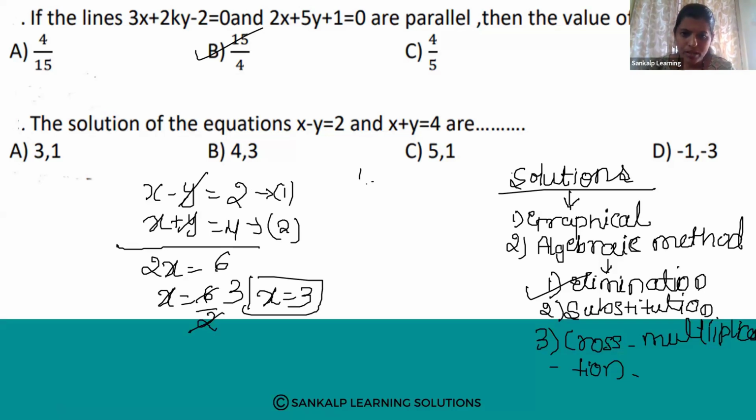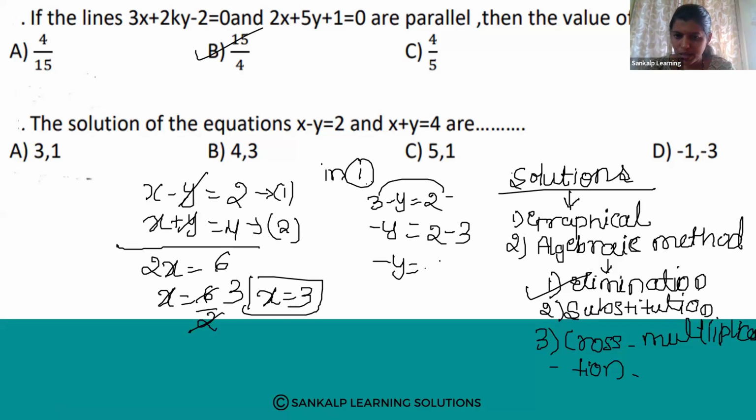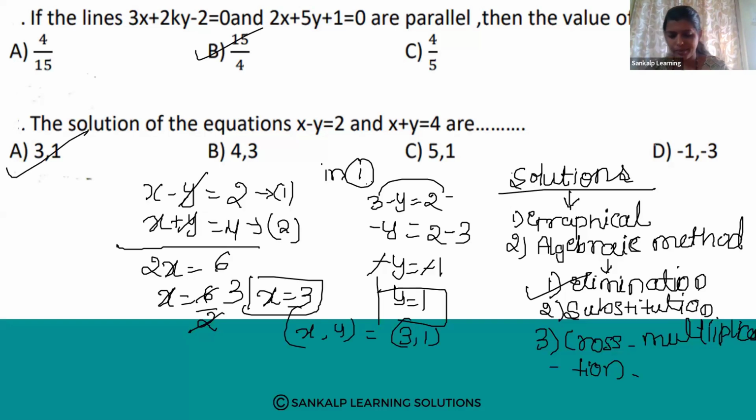In equation 1, 3 minus y is equal to 2. Transfer this 3 to this side. Minus y is equal to 2 minus 3, that is minus 1. Minus and minus will get cancelled. You will get y is equal to 1. So the solutions are x and y values 3 and 1. Therefore, option A is right.